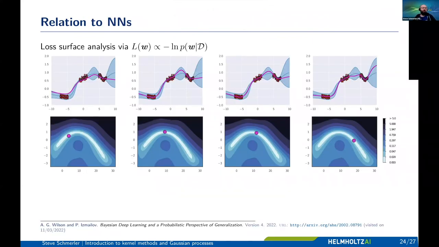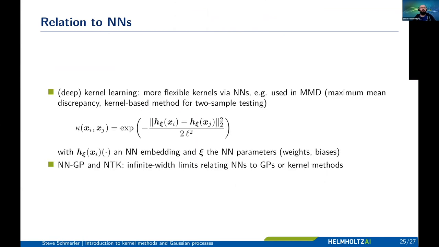You can also do, we'll skip this loss landscape analysis. To finish, some other relations of this idea of Gaussian processes to neural networks, or more generally, different connections between GPs, kernels, and neural networks. There are many.